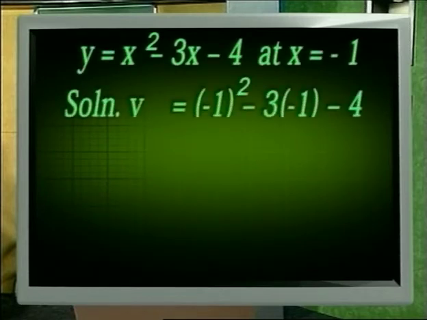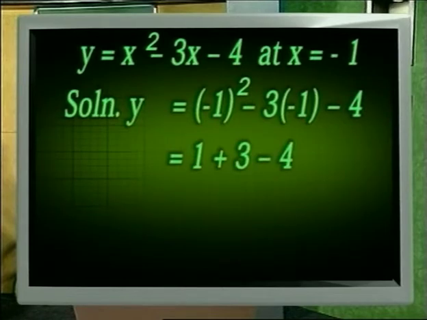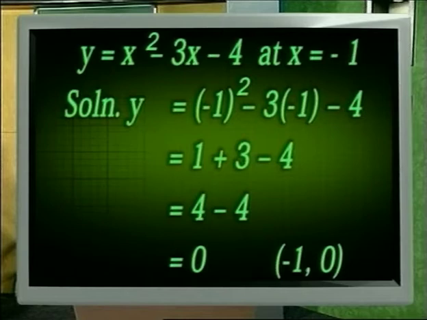We take some negative values now. We take x is equal to minus 1. So putting the value of x in the equation x square minus 3x minus 4, we take minus 1 in bracket square minus 3 into minus 1 minus 4, which gives you 1 plus 3 minus 4, that is 4 minus 4 equals to 0. So the point we get is minus 1, 0.